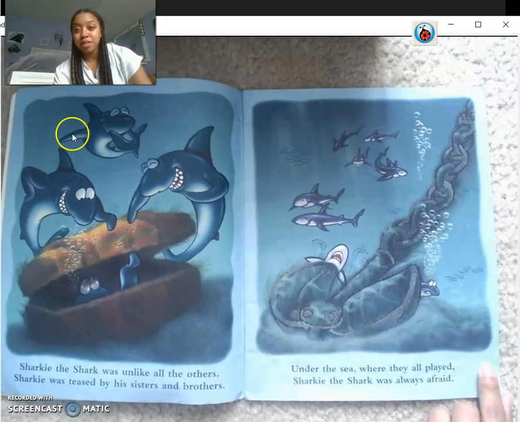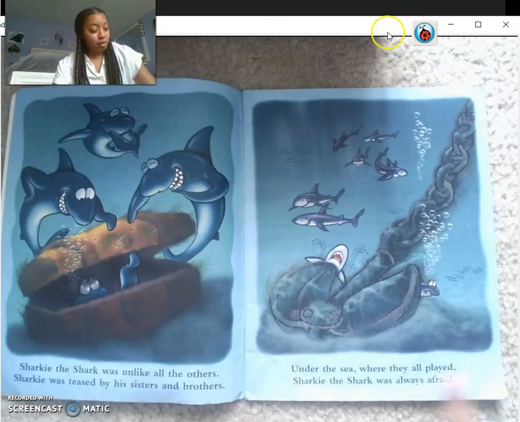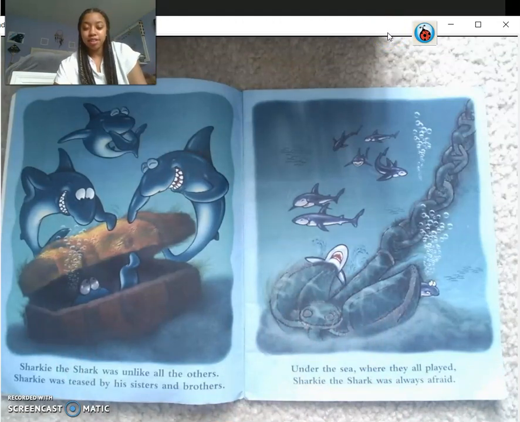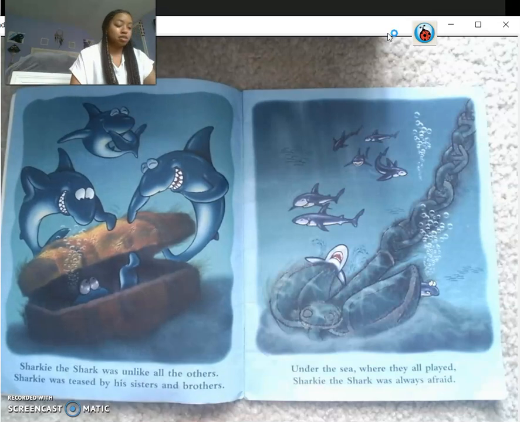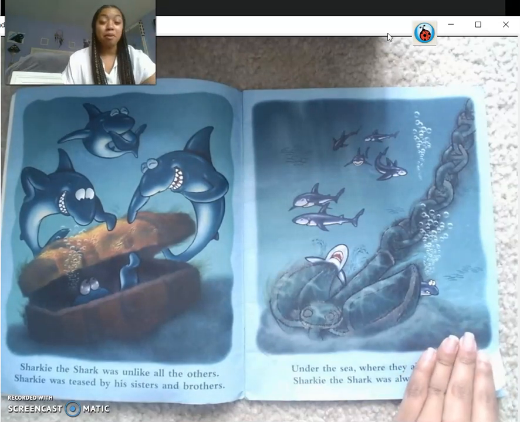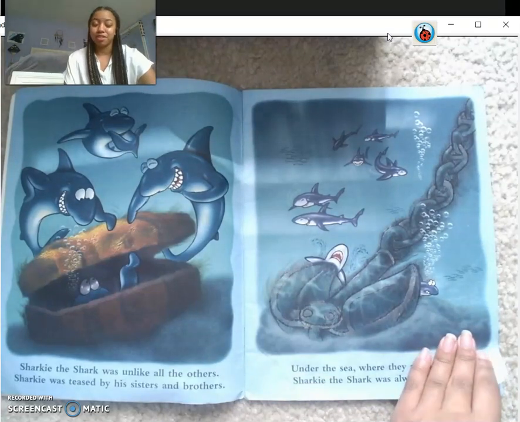So think about your retelling sticks. The beginning of my story, what happened first? Yeah, that's right. Sharky was teased by his brothers and sisters because he was afraid of everything. And I'm already thinking about who our characters are in the story.